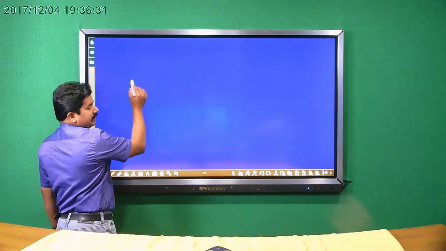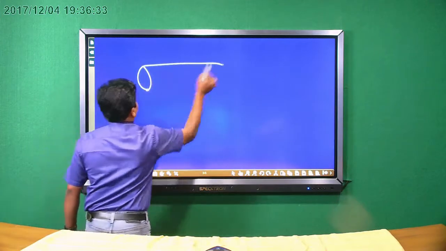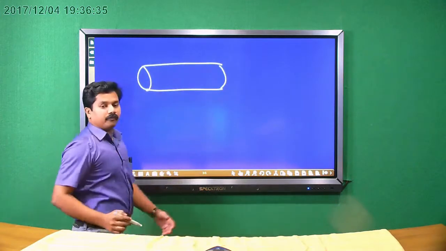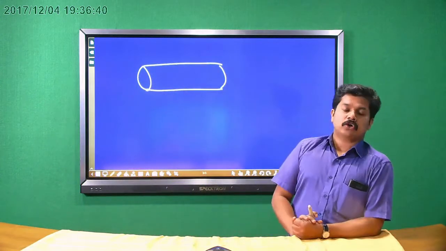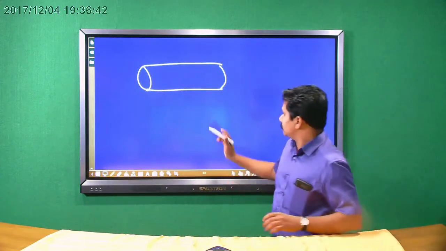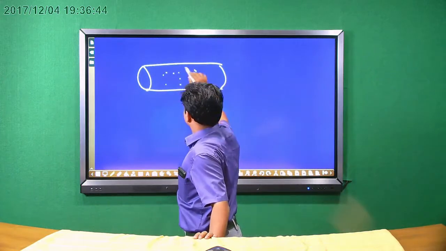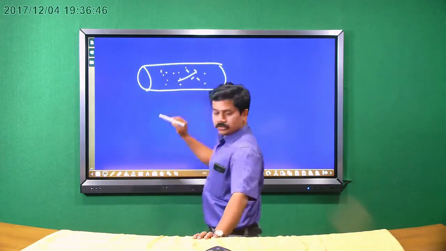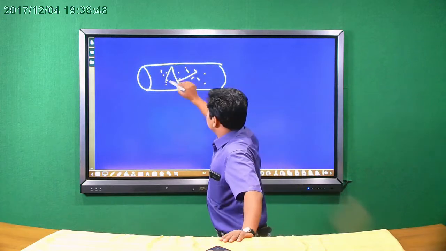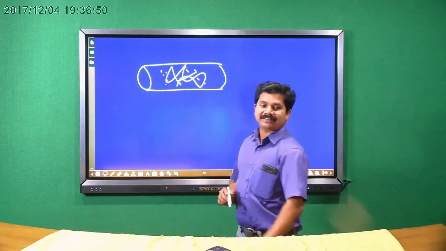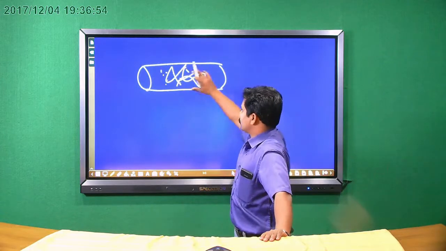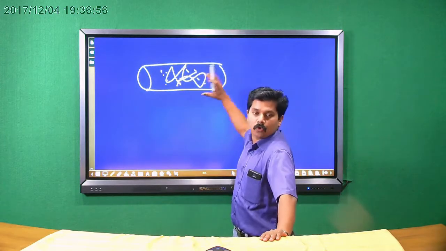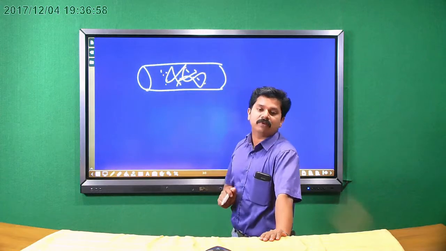Now, if you consider a conductor, we know there are a lot of free electrons. Conductor means metals. We are talking about metals. There are a lot of free electrons in it. These electrons are in random motion. That is, these electrons will be moving here and there. So that will not result in any electric current, because there will not be any net crossing through the conductor. Net flow or unidirectional flow will not be there.